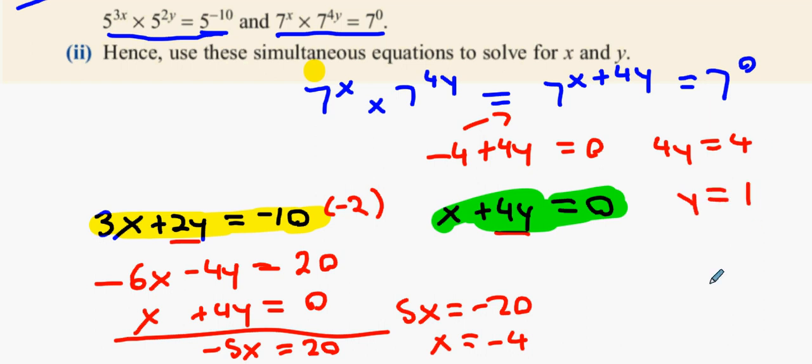Anybody suggest a method to check my answer? Yes. Substitute back into the very first equation. What's 3x? If x is minus 4, what's 3x? 5 to the power of minus 12. If y equals 1, what's 2y? 2. What's 5 to the power of minus 12 multiplied by 5 to the power of 2? Is that what we were expecting? It is. Alright, you're going to have to stop me there, I'm afraid.